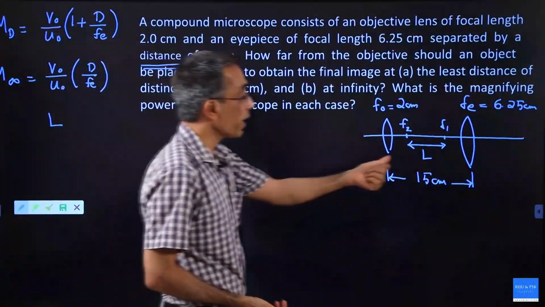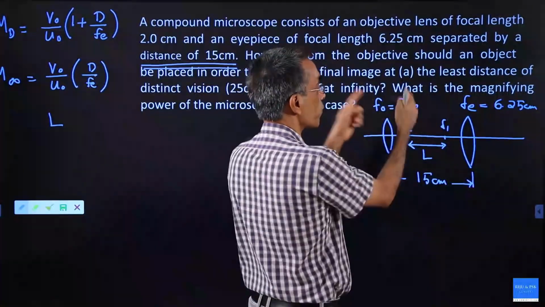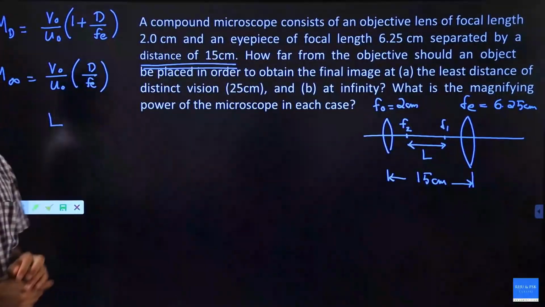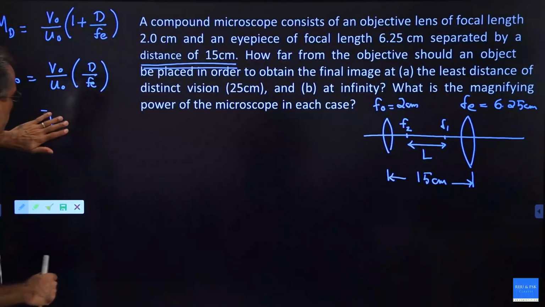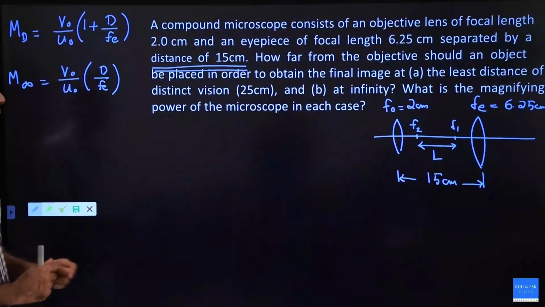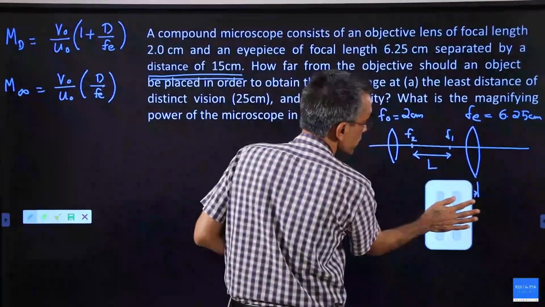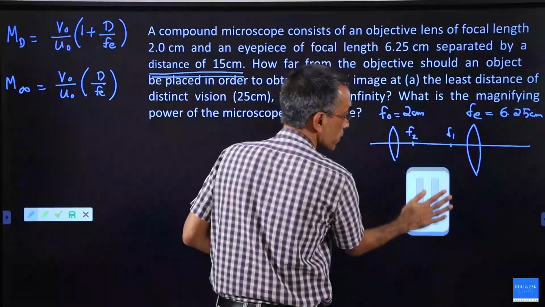But you can see L is not negligible. L is not very large compared to the focal length of the objective lens. So this approximation will not work properly. You can't do the approximation, so you have to use the proper equation. Now, since that is clear, let me not use L.